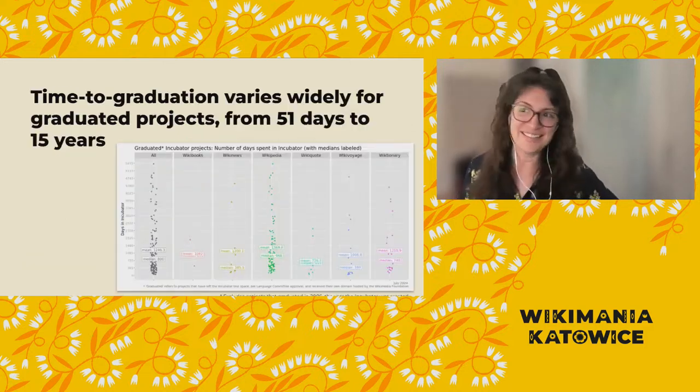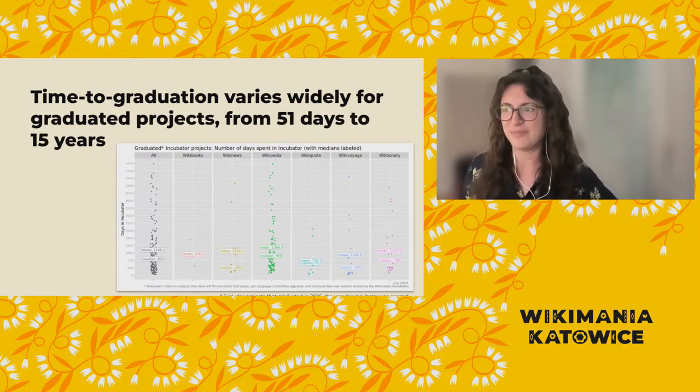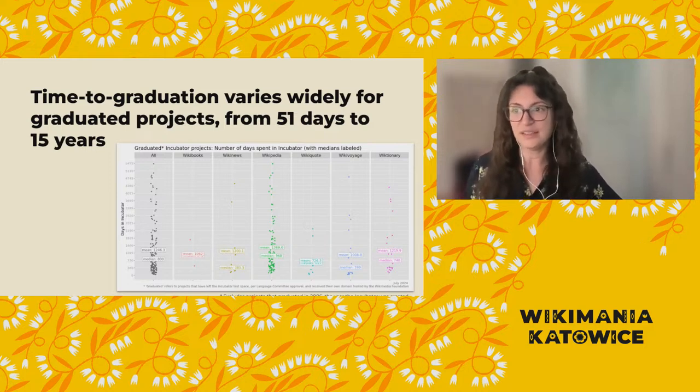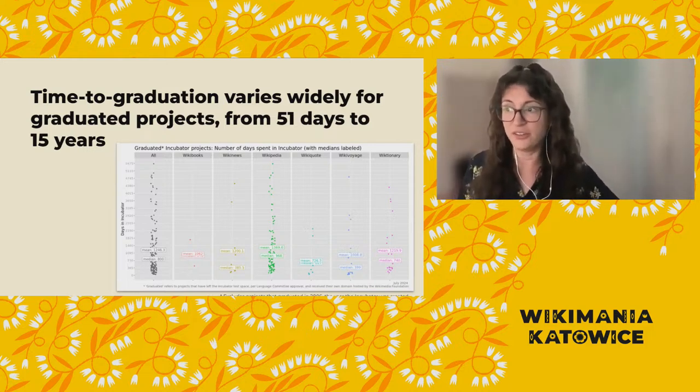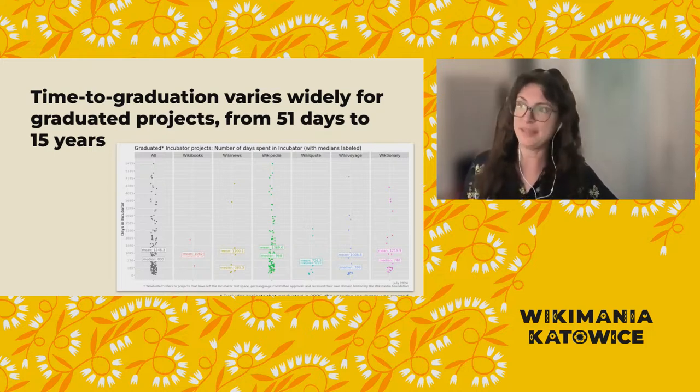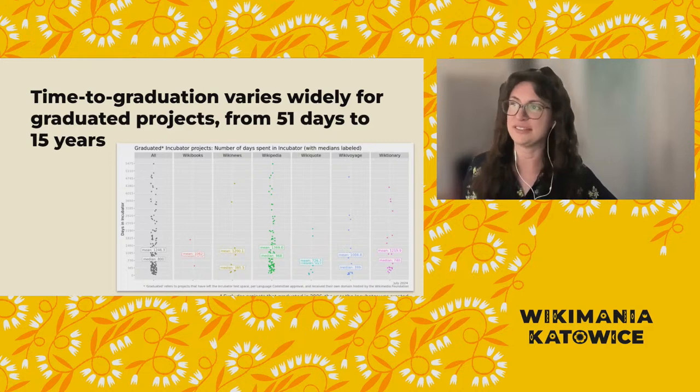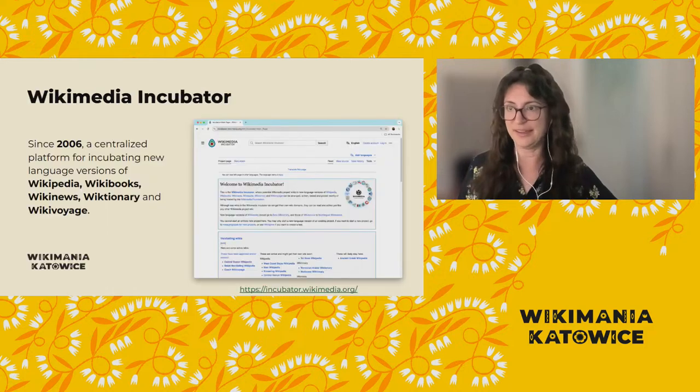So how long does it take to graduate from the incubator? This varies pretty widely. When we analyzed graduated projects, the average amount of time that it took to graduate was about 3.5 years. And the range was 51 days to 15 years. So quite a lot of variation there. And we can see that there's variation depending on the project type as well. Wikipedia versus Wiktionary versus Wikinews, et cetera. And if you can go back one slide, thank you.